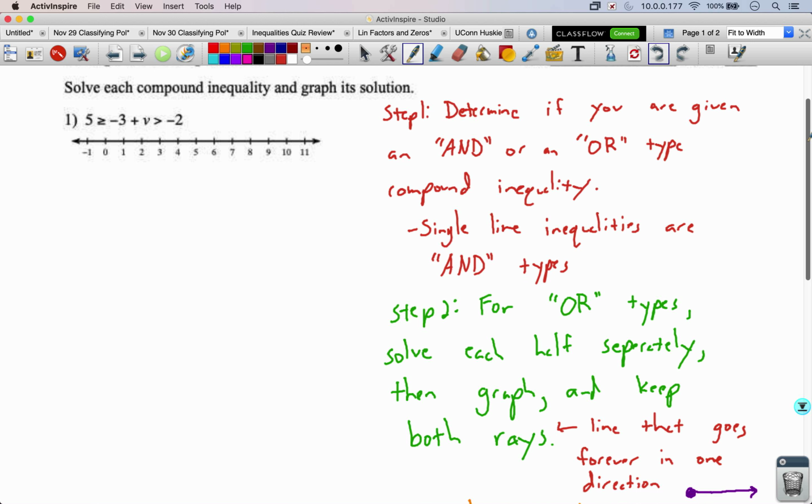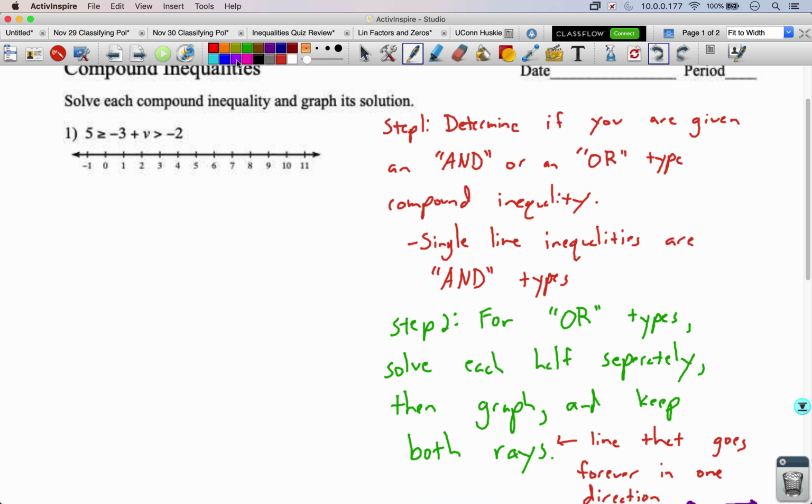All right. So let's actually solve a couple of these. Starting with problem number 1 here. I'm going to copy down some space. We've got 5 is greater than or equal to negative 3 plus v, which is greater than negative 2. This is a single line inequality. I want to isolate v in the middle, so I'm going to add 3 here, but also add 3 to the 5 and add 3 to the negative 2. And I get 8 is greater than or equal to v is greater than 1.